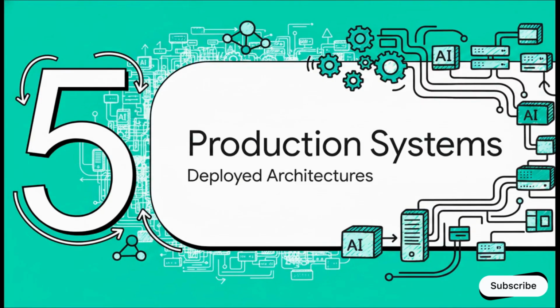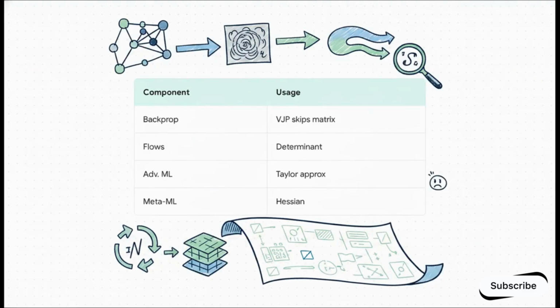Finally, Section 5. Systems in production. Let's look at how this is actually deployed. So the crucial point here is that your specific interaction with the Jacobian defines your entire system's efficiency. In backpropagation, we use the VJP to skip the matrix. In normalizing flows, we calculate the determinant for density tracking.